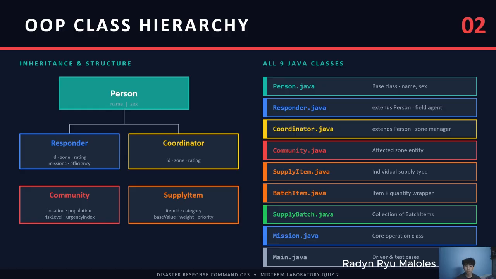Our Responder includes specialized operational fields like ID, assigned zone, rating, total missions, and efficiency. A Coordinator focuses on management with an ID, zone, and rating. We also have the Community class, operating independently of the Person hierarchy, which monitors locations, populations, risk level, and urgency index. Lastly is the SupplyItem class, which manages our logistic data, detailing item IDs, categories, base values, weight, and priority levels.